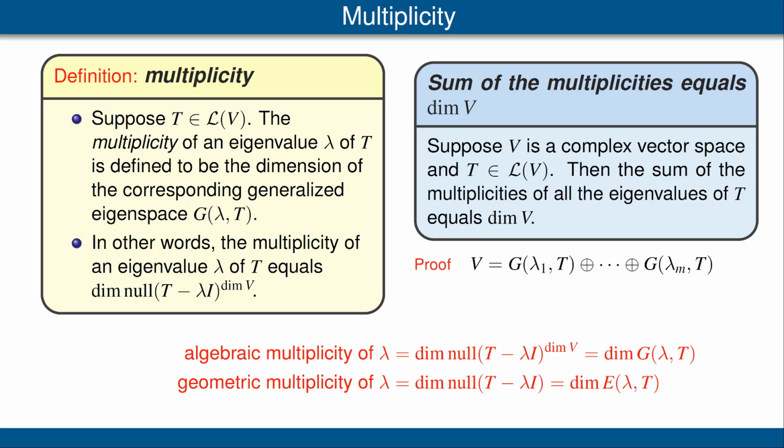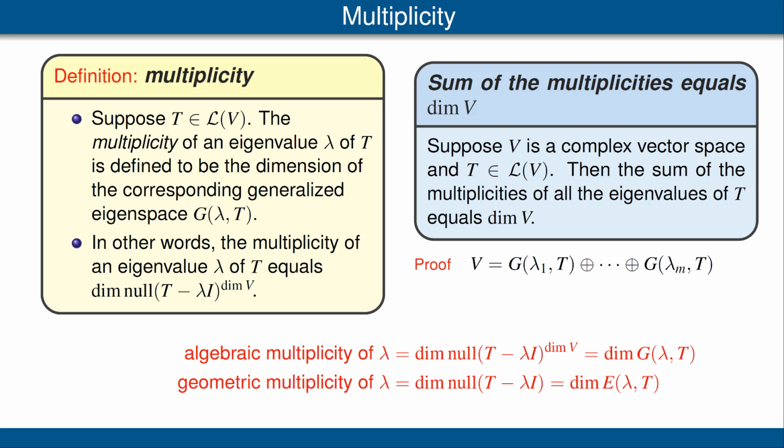I want to take a moment here to explain some terminology that we will not be using, but that you might encounter elsewhere, so it's important for you to know it. What we are calling the multiplicity is sometimes called the algebraic multiplicity. Again, that's the dimension of the null space of T minus lambda I raised to the power dimension V, or in other words, it's the dimension of the generalized eigenspace. In general, if you see the word multiplicity with no modifier, it does mean the algebraic multiplicity.